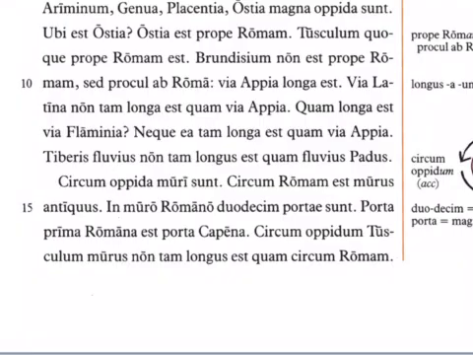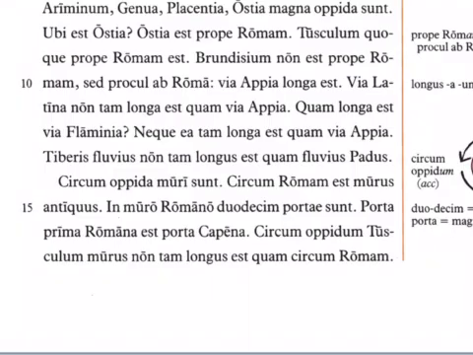Circum opida muri sunt. Around towns there are walls. A lot of Roman towns, ancient towns in general, had walls for protection. Circum Romam est murus antiquus. Around Rome is an ancient wall. So there's an old wall that, according to legend, was built by the king Servius. So back in the time of the kingdom, so we're talking probably close to 700 BC, something like that.